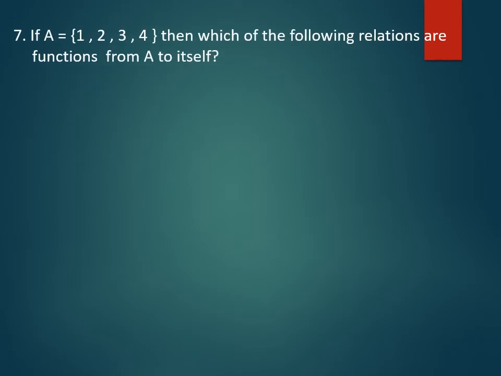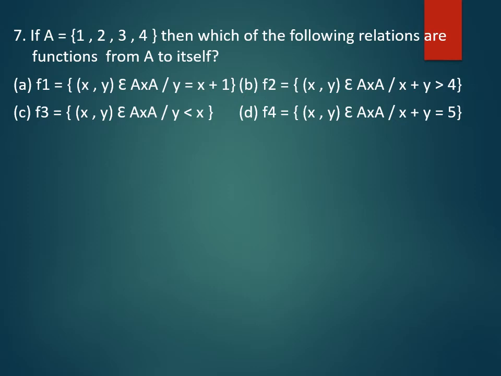Here, A has 4 elements. Then which of the following relations are functions from A to itself? So you have to find which are the functions from A to itself here. So these are the 4 options. F1 is a function denoted as the set of all ordered pairs x comma y such that y is equal to x plus 1.